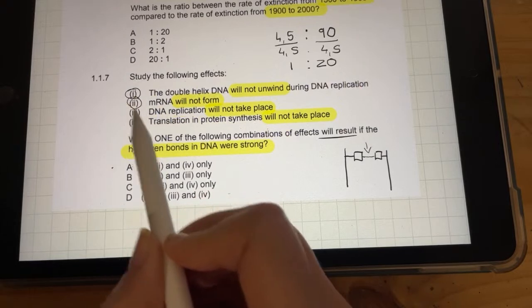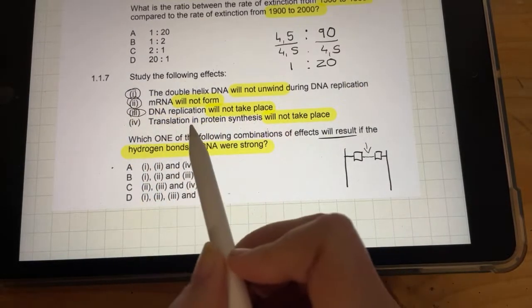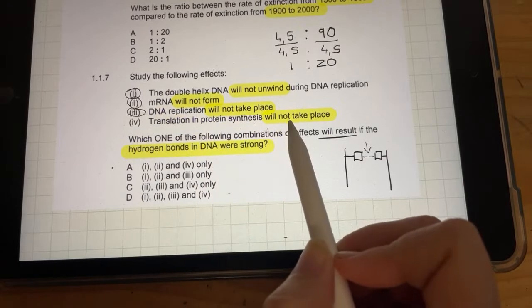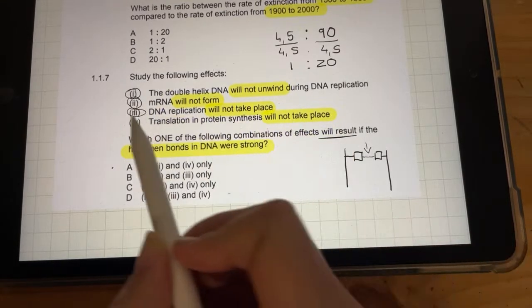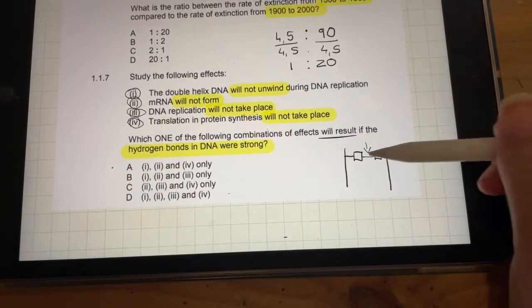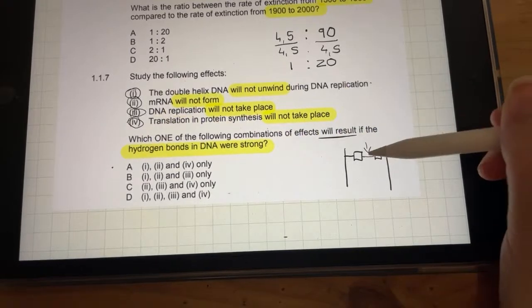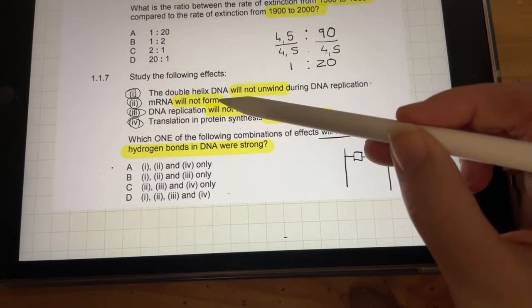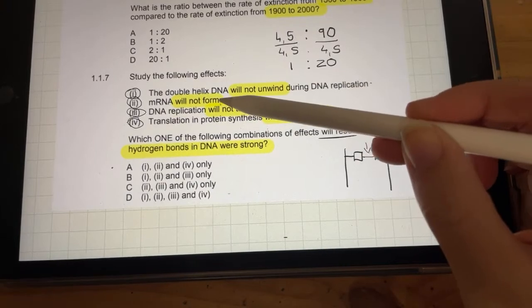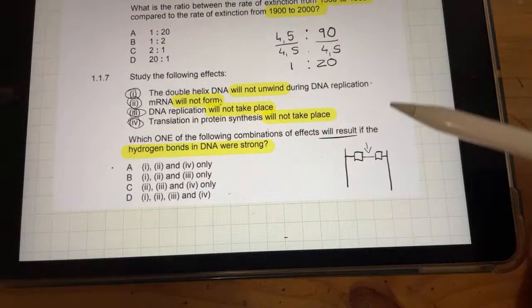Yes. DNA replication will not take place. Yes. Translation in protein synthesis will not take place. I'm going to say yes to that one too. It is all of them actually, because if you think about it, if the hydrogen bond doesn't break, it won't unwind. If it can't unwind, you can't make mRNA, because remember, mRNA is based off of when the DNA pulls apart, right? And you can make a copy.